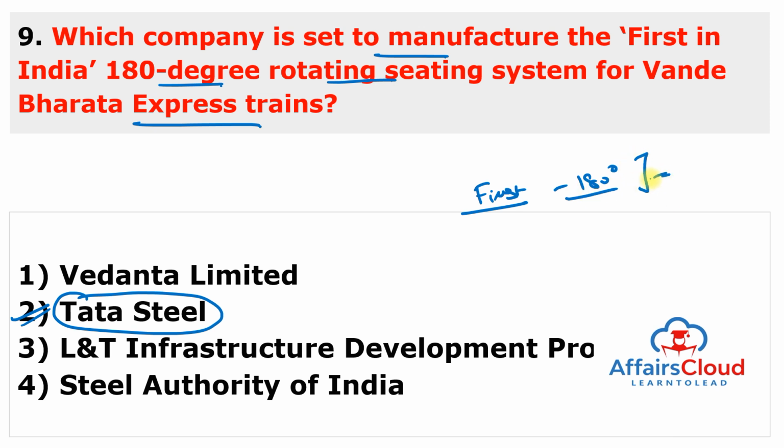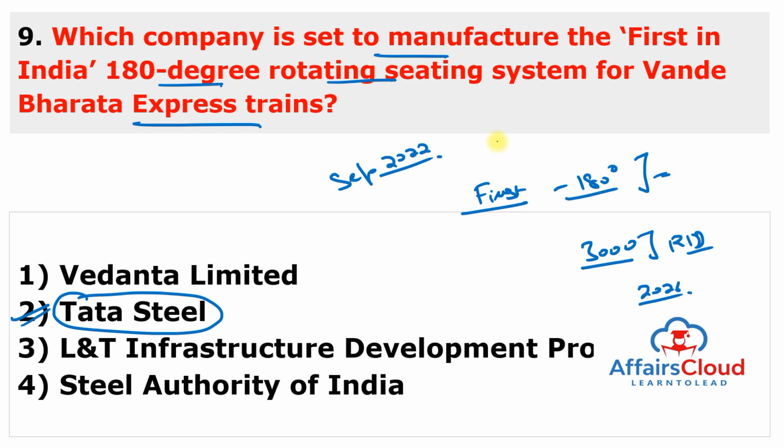And the Tata Group, India's largest steel maker, is planning to spend almost 3,000 crore rupees on research and development by the financial year 2026 and will begin rolling out seating system for the Vande Bharat Express trains in the month of September 2022.